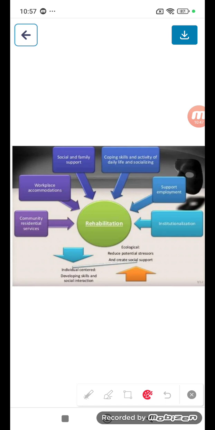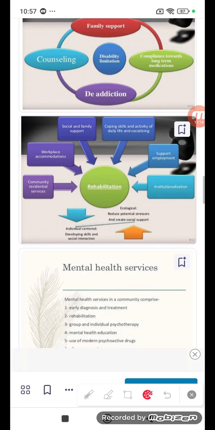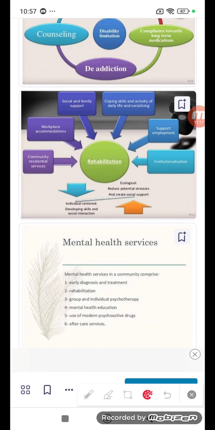And then go with rehabilitation. In rehabilitation, the first is community residential services and workplace accommodations, and social and family support are compulsory. The next one is employment support. The patient recovers from mental illness problems through rehabilitation techniques. Okay, so these are the services: early diagnosis, treatment, rehabilitation, group and individual psychotherapy, and mental health education of different types.